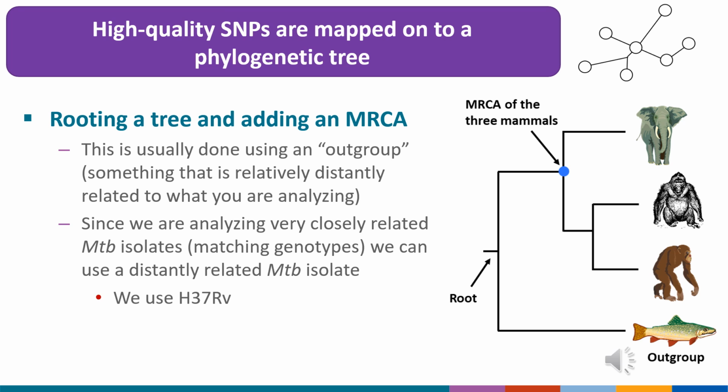This zooming out is usually done using an outgroup. An outgroup is just something that is relatively distantly related from what you're analyzing. Here in this example, we have a few mammals, an elephant, a gorilla, and a chimp, and the outgroup is a fish. By rooting the tree using the fish as an outgroup, we can determine that the MRCA for our mammals of interest would be the point on the tree where this blue dot is. Since we are analyzing very closely related Mtb isolates, we can use a distantly related Mtb isolate as an outgroup, and we use the reference strain H37Rv.